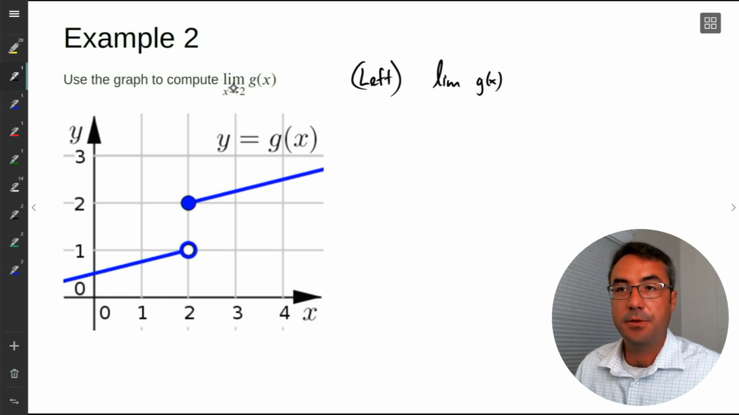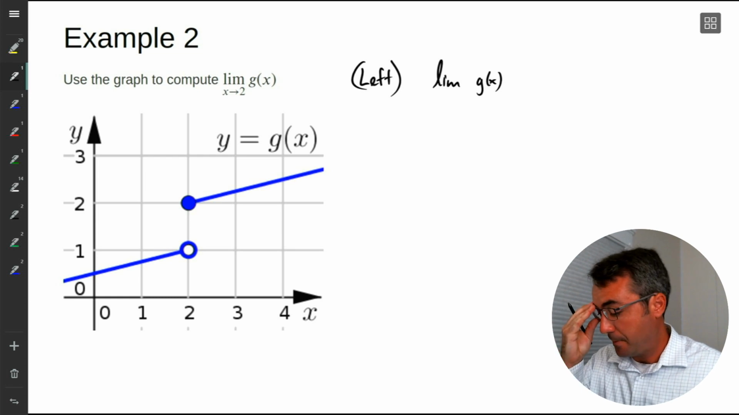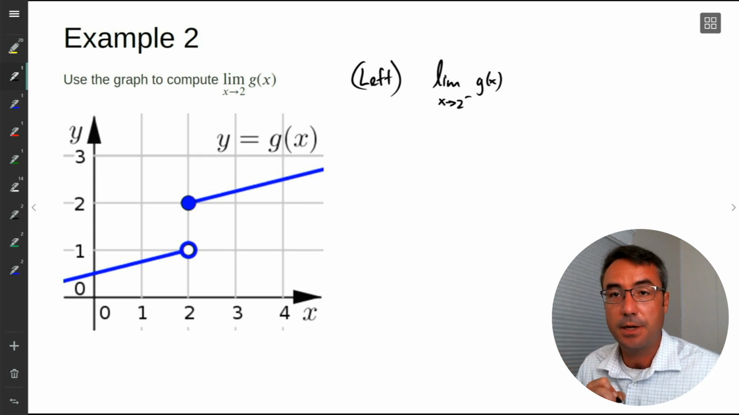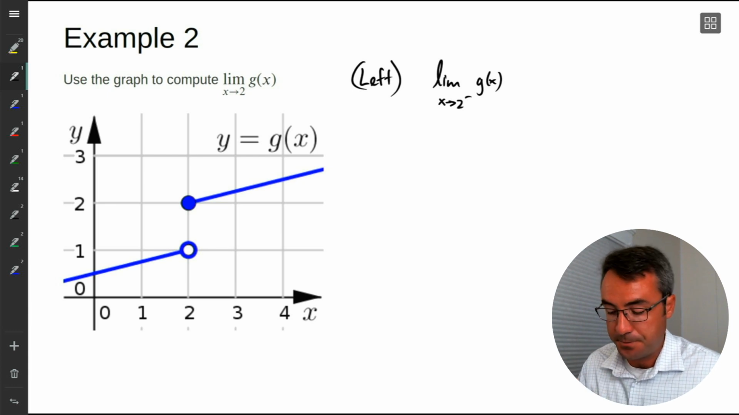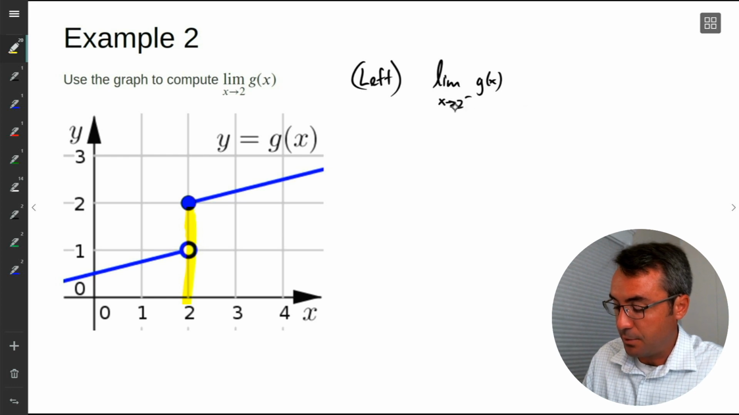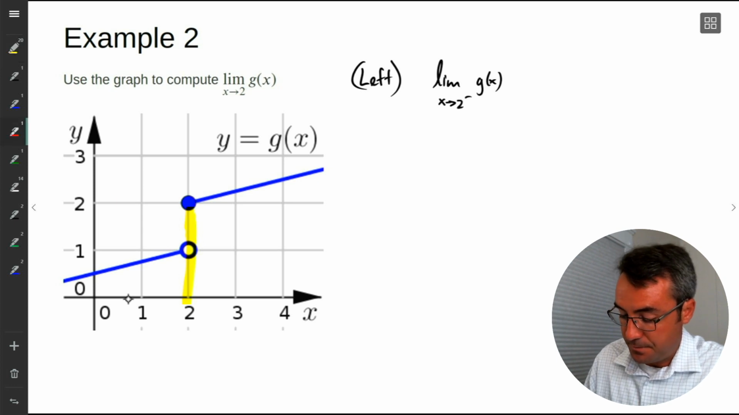So to calculate the overall limit here, we need both the left and the right to figure out what the overall limit's going to be. So let's start with the left. So x is approaching 2 from the left, with slightly smaller values. So again, just identify where x is approaching. We want to get closer and closer to 2. Identify the left side. So here we go.